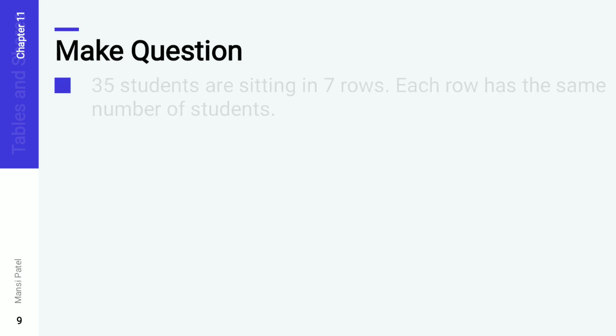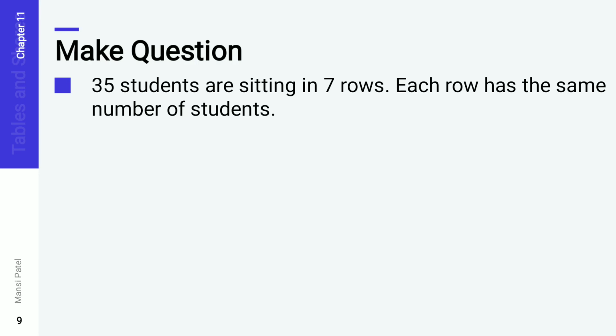Your question is 35 students are sitting in 7 rows. Here they were given the total number of students to you. With that they were given the total rows to you. Each row has the same number of students. Here they were not given how many students are in each row. In one row, how many students are there? They were given only that thing.